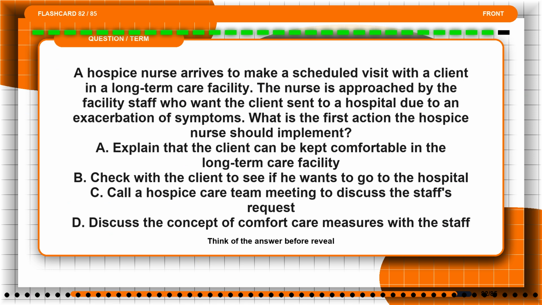Flashcard 82. A hospice nurse arrives to make a scheduled visit with the client in a long-term care facility. The nurse is approached by the facility staff who want the client sent to a hospital due to an exacerbation of symptoms. What is the first action the hospice nurse should implement? A. Explain that the client can be kept comfortable in the long-term care facility. B. Check with the client to see if he wants to go to the hospital.